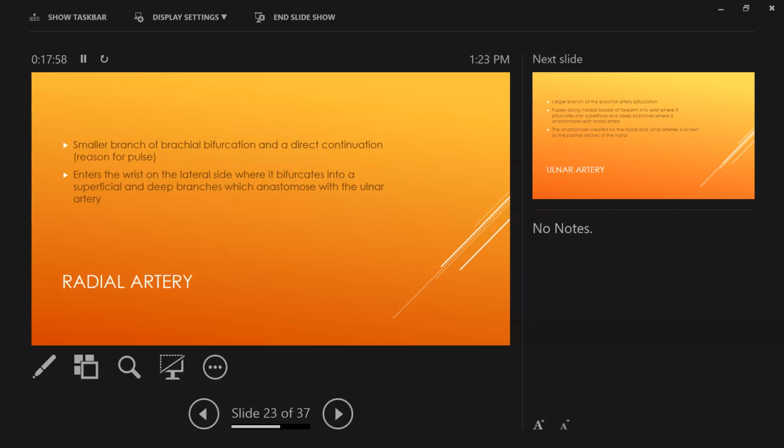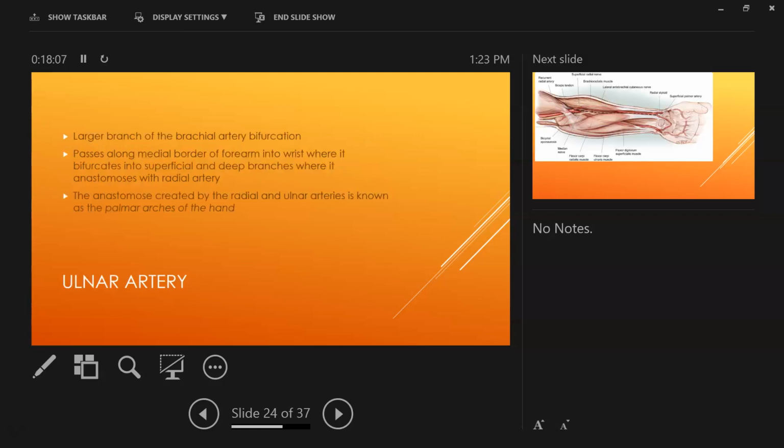It enters the wrist on the lateral side, where it bifurcates into a superficial and deep branch with anastomosis with the ulnar artery. The ulnar artery is the larger branch of the bifurcation, but not quite as direct, coming off the brachial. It passes along the medial border of the forearm into the wrist, where it too bifurcates into a superficial and deep branch, where it anastomoses with the radial artery. The anastomosis created by the radial and the ulnar arteries is known as the palmar arches of the hand.